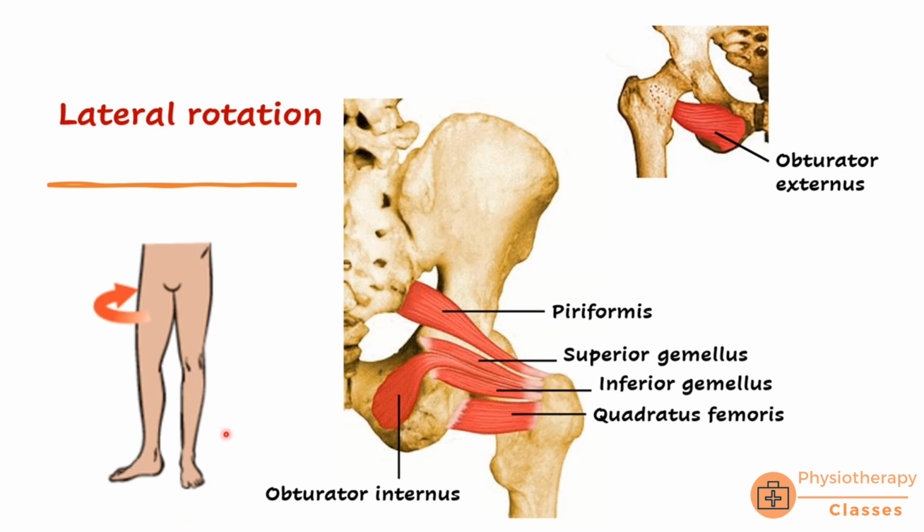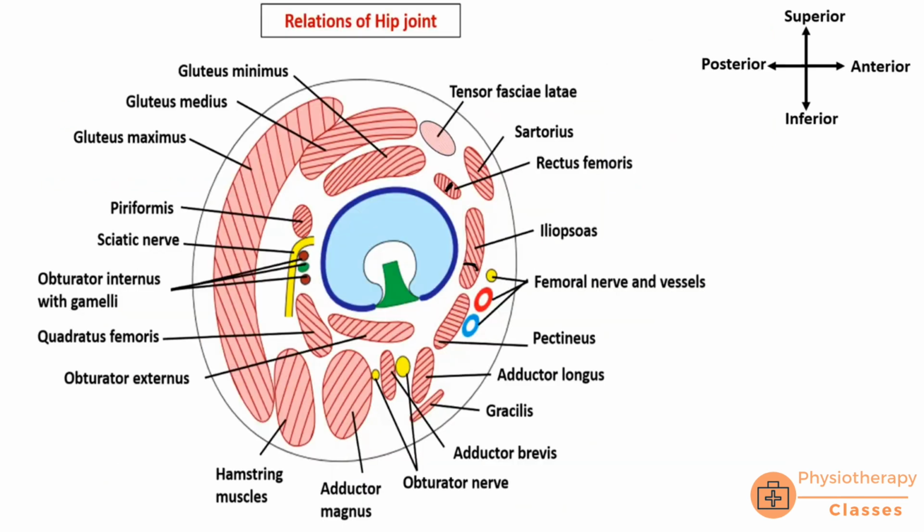So sartorius is the muscle which actually helps in three movements, that is flexion at the hip joint, abduction at the hip joint and lateral rotation at the hip joint.